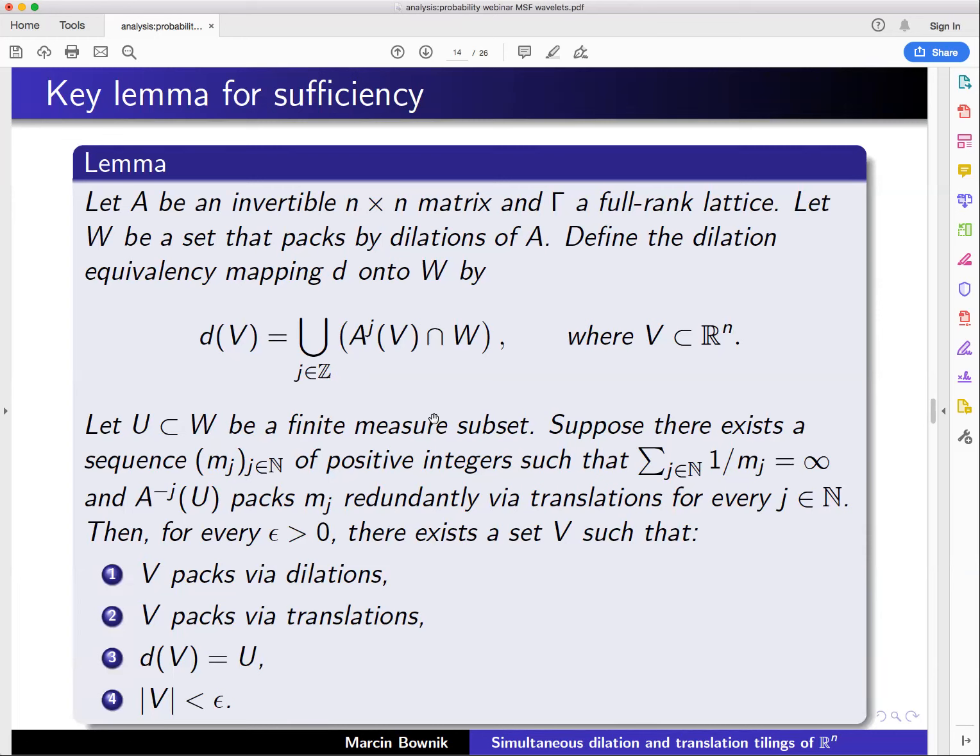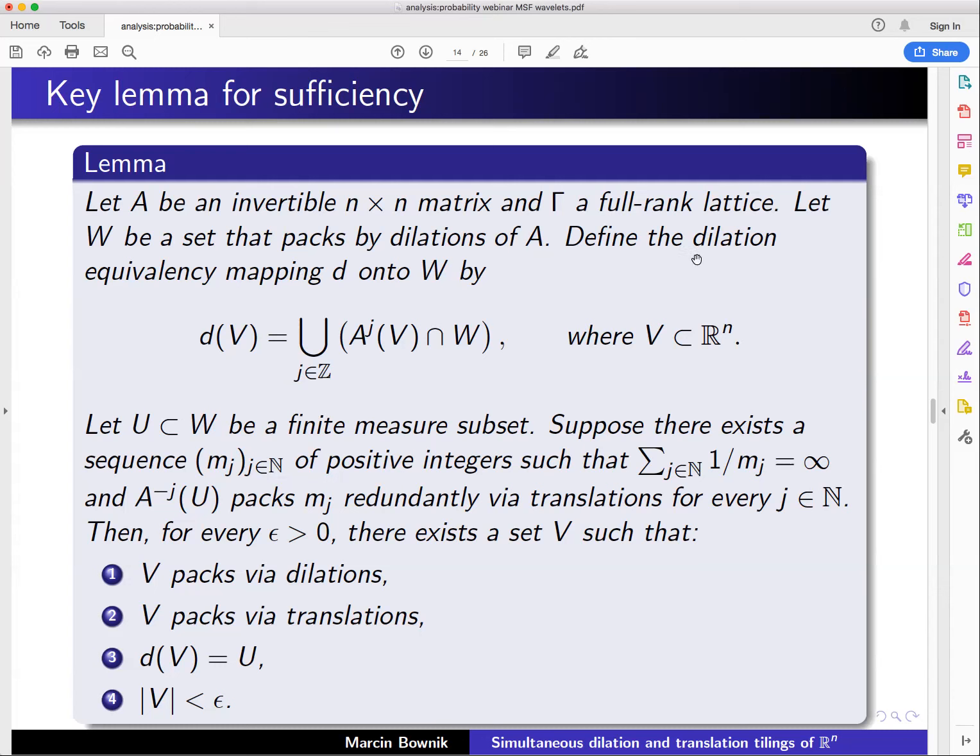So it's a little bit dense. I'm not sure if we'll be able to. Okay, but let's attempt to understand it, because each time I look at this lemma, it takes me a while to figure out what it actually says. So you start from an invertible n by n matrix and a full rank lattice. You have a set that packs by dilation. That's the set W. It doesn't have to tile by dilation, it just packs.